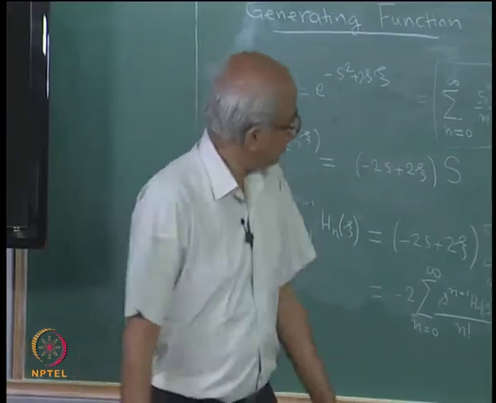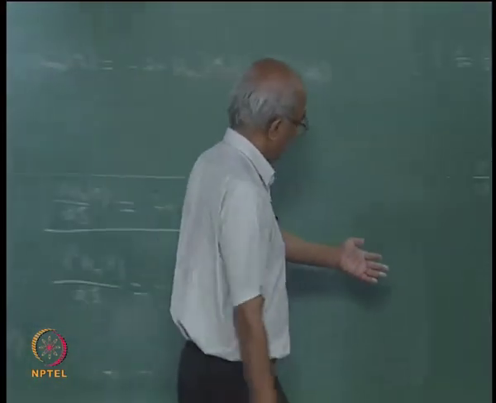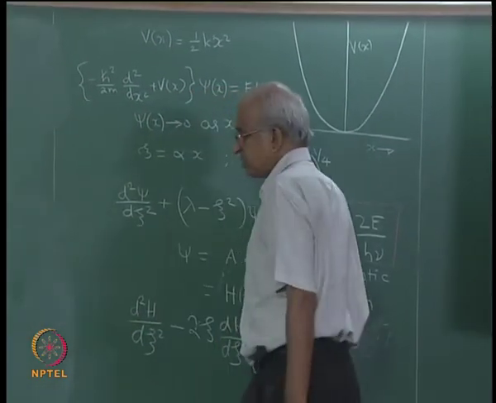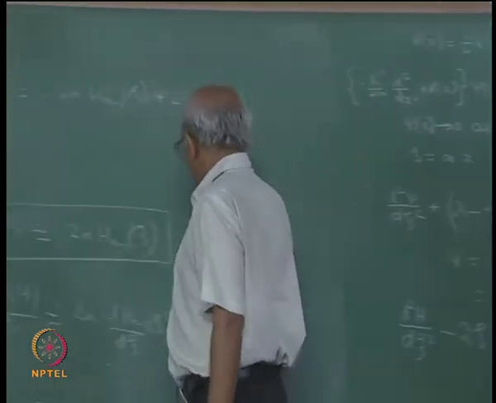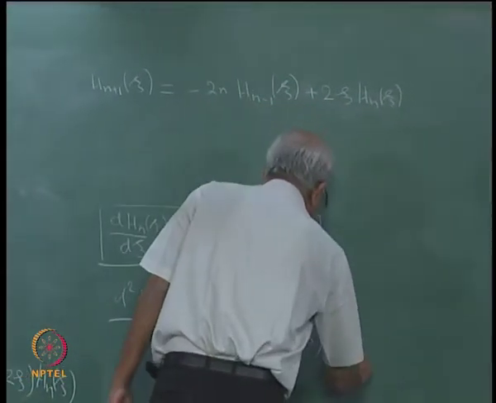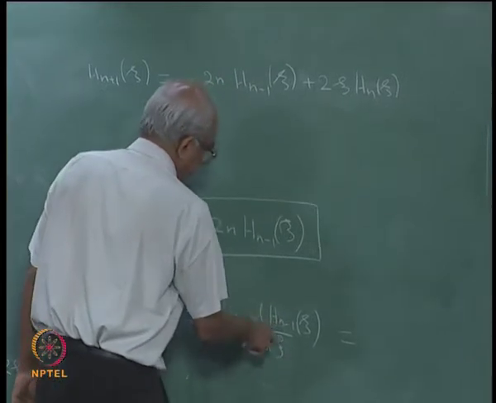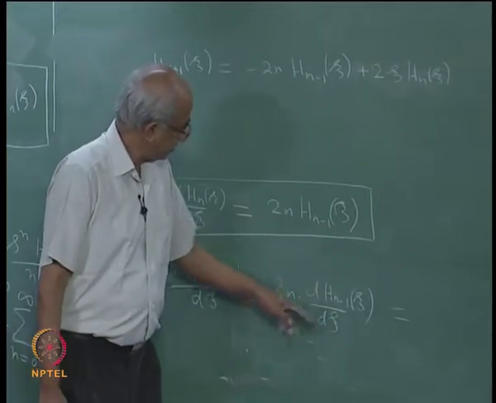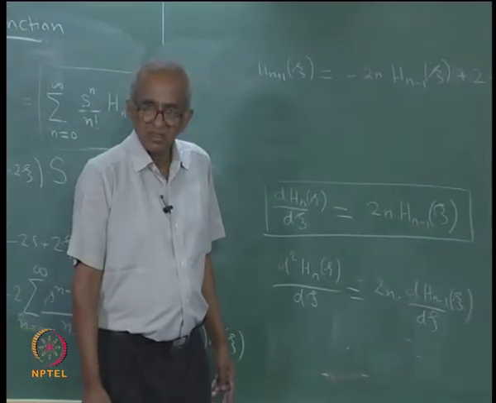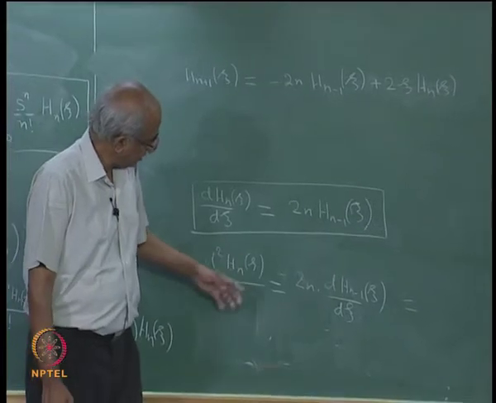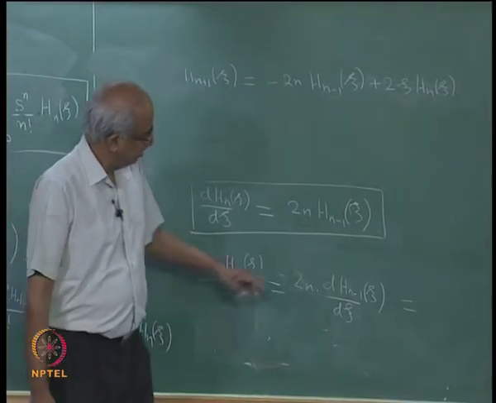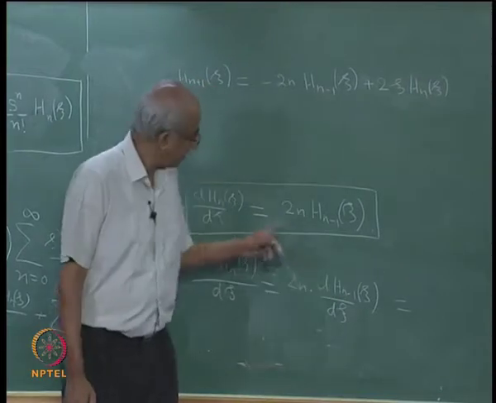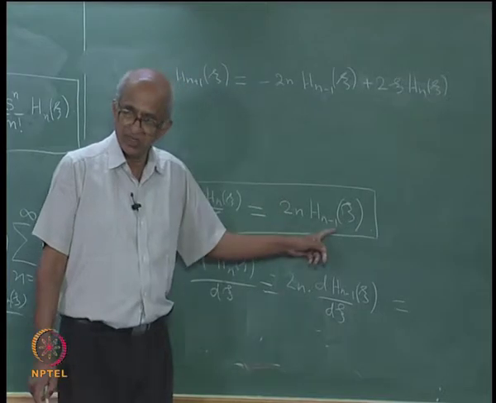I give you the reason for doing this. I want to get the second derivative of h n. Why? Because the second derivative is there in this differential equation. But then if you are interested in the second derivative of a Hermite polynomial, it is now related to the first derivative of the Hermite polynomial, but the first derivative itself can be written in terms of a Hermite polynomial.